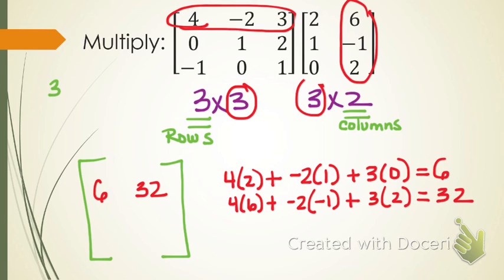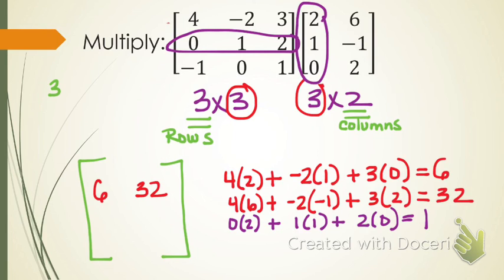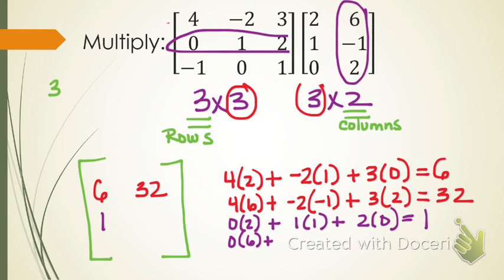All right, so now we're going to repeat that process. Take the second row, multiply it by the first column. So that would be 0 times 2 plus 1 times 1 plus 2 times 0, which is 1. That's the first number in my second row. And now repeat that. We're going to have 0 times 6 plus 1 times negative 1 plus 2 times 2. And you should have 3.